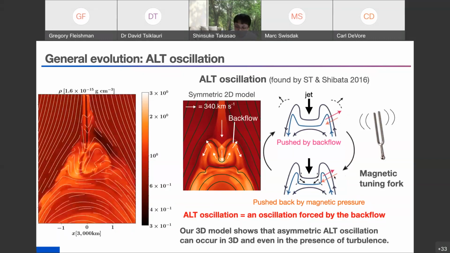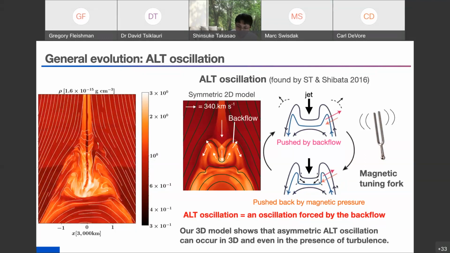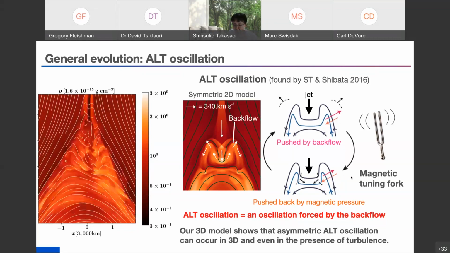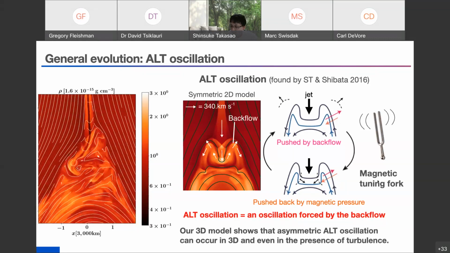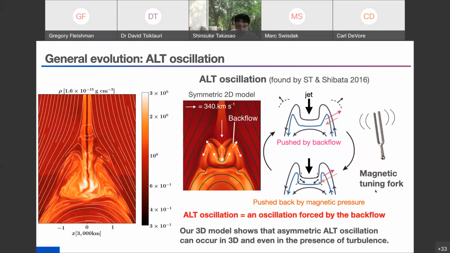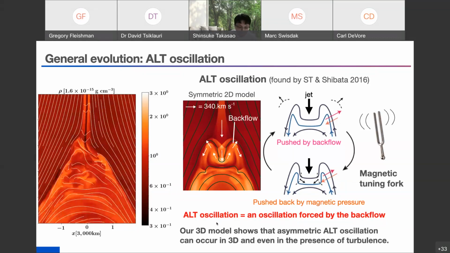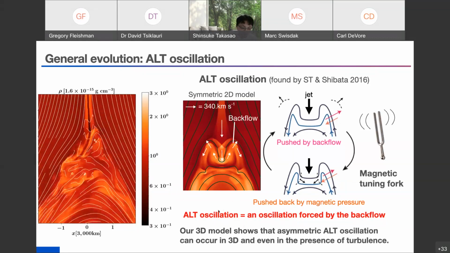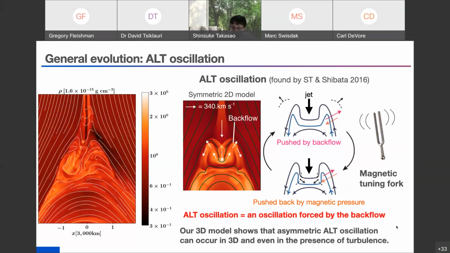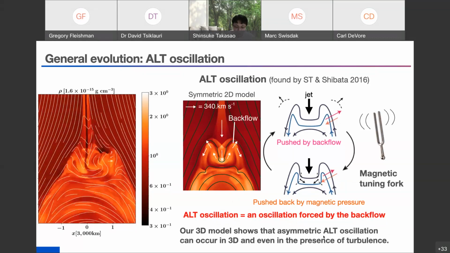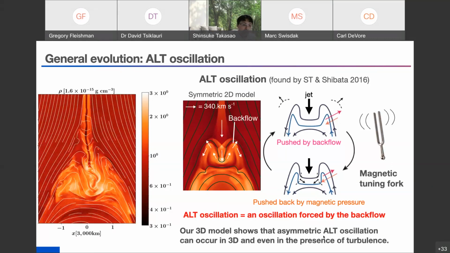And then this region is pushed back by magnetic pressure. So this region is shaking, like a magnetic tuning fork. So please remember that the ALT oscillation is an oscillation caused by the backflow, and our 3D model shows that asymmetric ALT oscillation can occur in 3D even in the presence of turbulence.